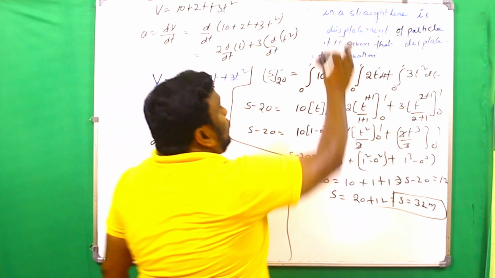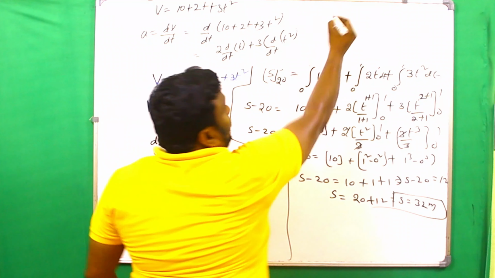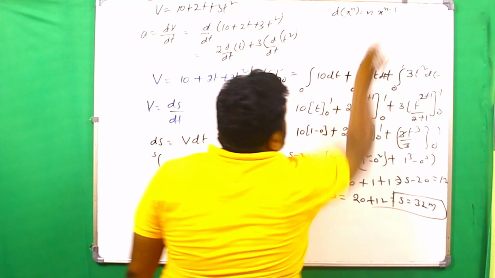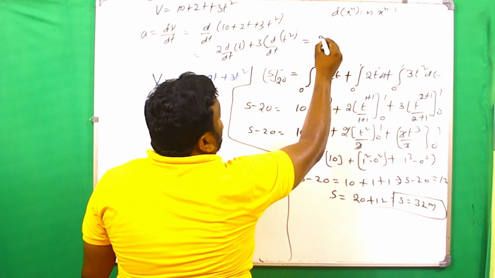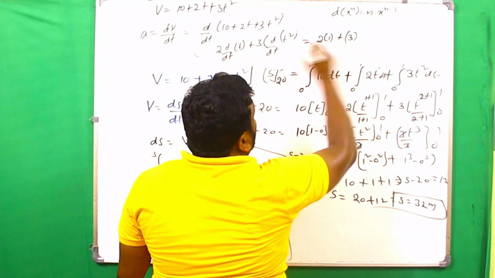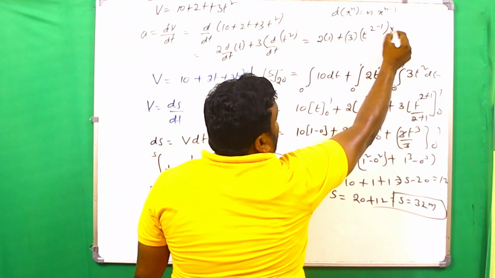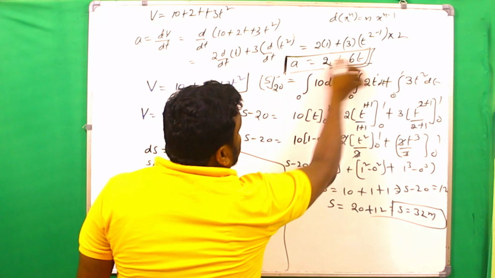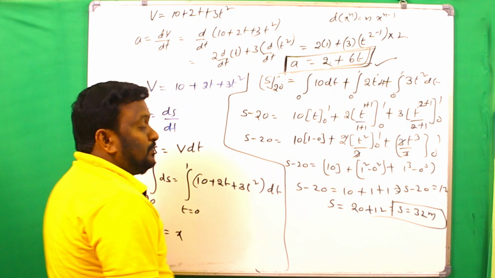So you already have an idea about the differentiation formula: d of x to the power of n equals n into x to the power of n minus 1. Here that equals 2 into 1 plus 3 into t to the power of 2 minus 1 into 2, which is 6t. So a equals 2 plus 6t, that is the expression for acceleration in terms of time.